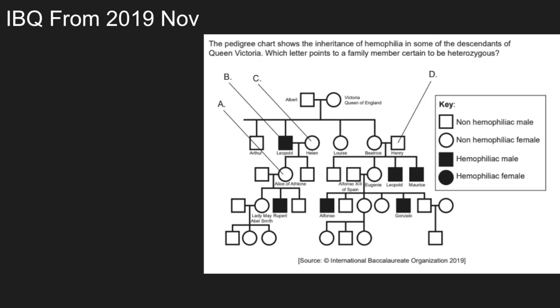This IB question from 2019 is a way in which you can apply some of this knowledge. The question reads, the pedigree chart shows the inheritance of hemophilia in some of the descendants of Queen Victoria. Which letter points to a family member certain to be heterozygous? We know hemophilia is X-linked recessive, and we also know that males cannot be heterozygous. They cannot be carriers of a recessive disease, so you can immediately rule out B and D.